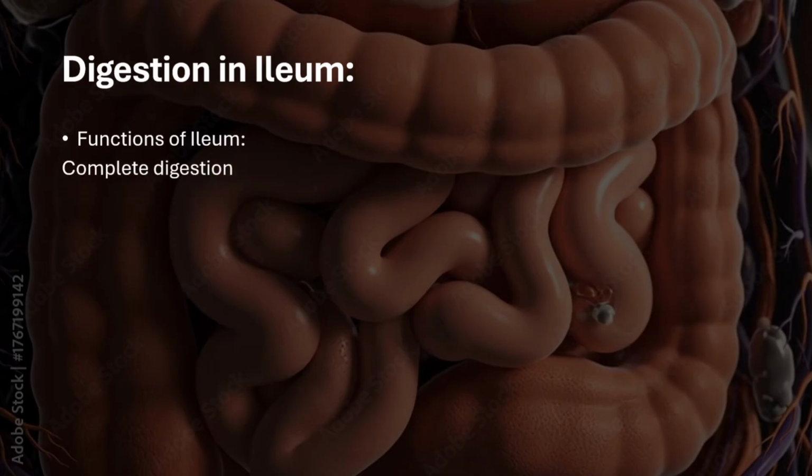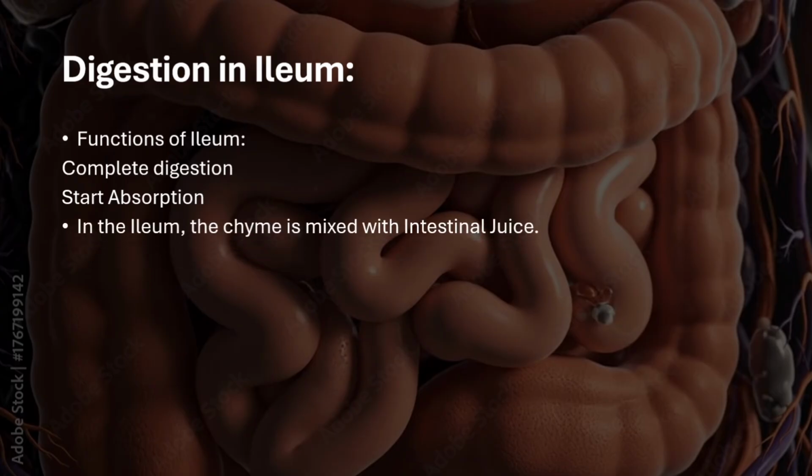Firstly, the ileum completes the digestion, meaning the food is completely digested in the ileum. Secondly, it starts absorption, meaning the food starts to be absorbed into our body in the ileum. Now what happens during digestion in the ileum? In the ileum, the chyme is mixed with intestinal juice. Now this is the fourth important juice in our digestion process.